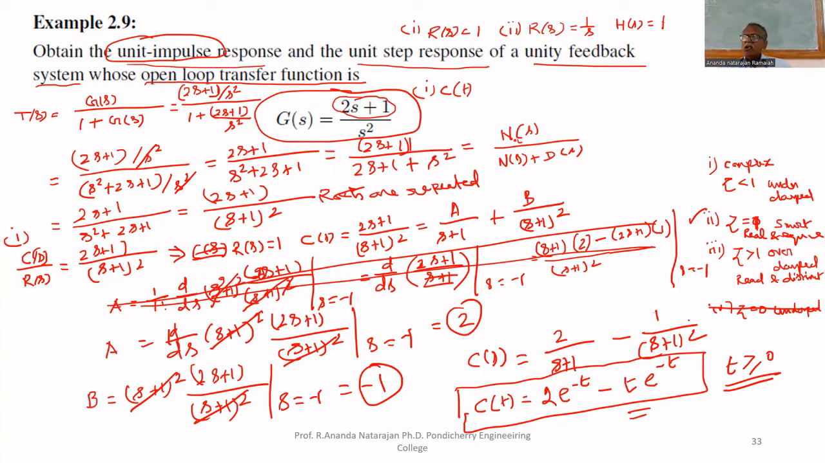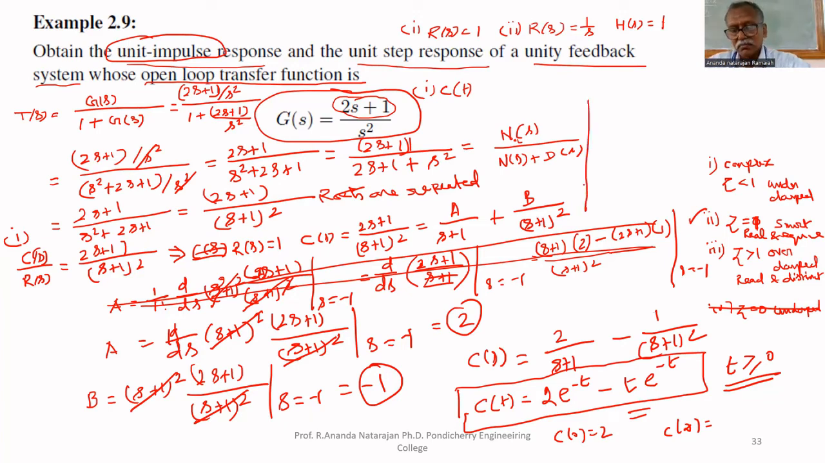What is the initial value? Initial value is 2. If you substitute t equal to 0, you will get 2. C of 0 equal to 2. What is the final value? Final value you will get infinity minus infinity, multiplied with 0, undefined, but anyhow, as a limiting case, you will get 0.